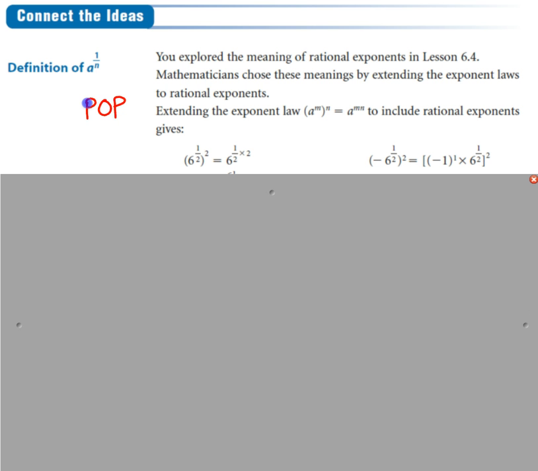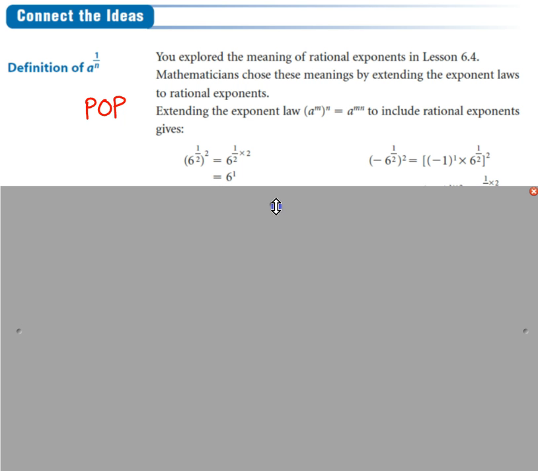And 2 examples are shown here, or two different problems. One is the square of 6 to the 1/2, and the other one is the square of the opposite, or negative 6 to the 1/2. Now in one case, we're going to apply power of a power, and 1/2 times 2 is 1. In the other case, we separate out the negative from the power, and we just identify that negative is really negative 1. And if we want to put an exponent in there, we'll put 1.